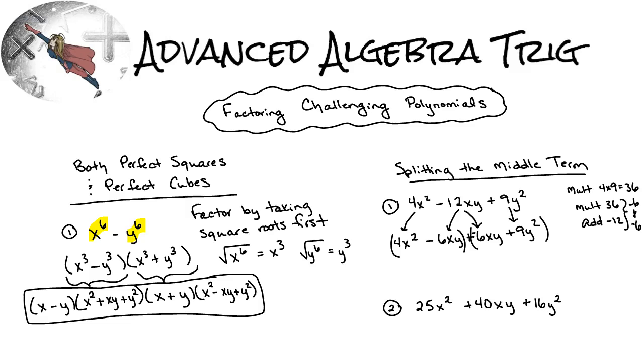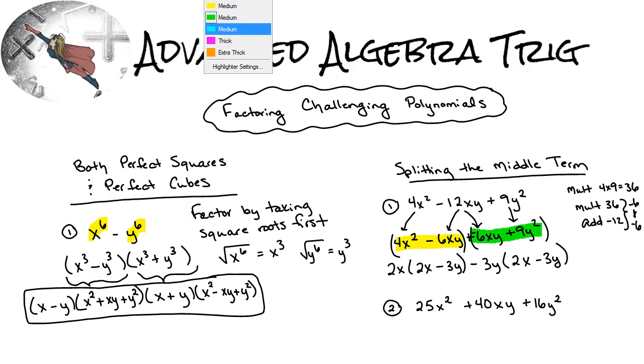Now we take a GCF out of both pairs of parentheses. So out of the 4x squared minus 6xy, I could take out a 2x. So that leaves me with 2x minus 3y. Then out of this other parenthesis, negative 6xy plus 9y squared, I can factor out a negative 3y. That leaves me with positive 2x minus 3y.